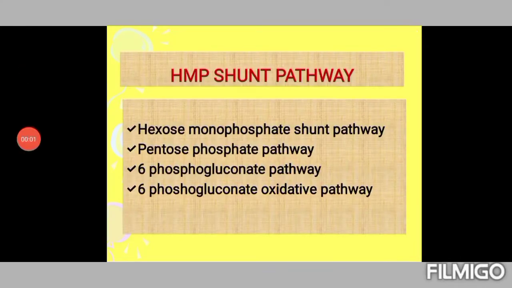So HMP or Hexose Monophosphate Shunt Pathway, because it involves hexoses like glucose 6-phosphate and fructose 6-phosphate, and shunt pathway because this process involves recycling of metabolic substrates. Pentose phosphate pathway, it involves pentoses like ribose, ribulose and xylulose. It is also called the 6-phosphogluconate pathway because this involves this particular substrate and it gets oxidized also.